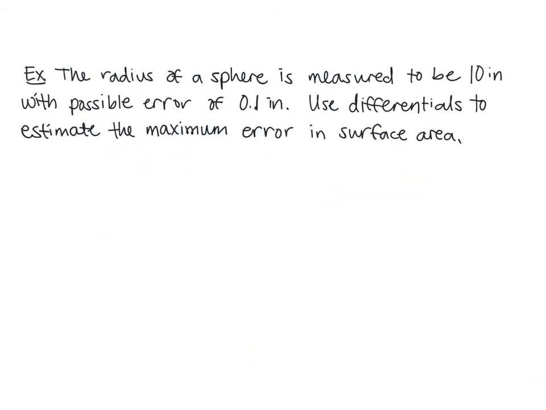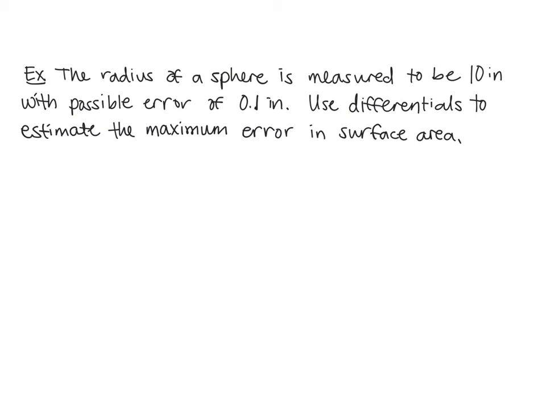Okay, let's do one more practical example here. Sometimes there's companies, and when they make different things, there's errors in production. The errors are the differentials that we're talking about. So for this example, it says the radius of a sphere is measured to be 10 inches with possible error, so differential, of 0.1 inches. Use differentials to estimate the maximum error in surface area.